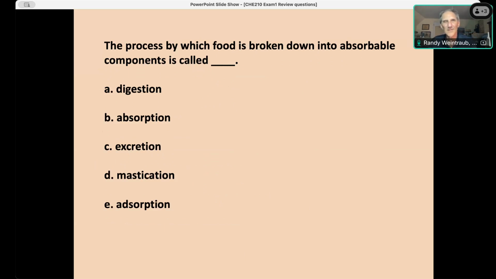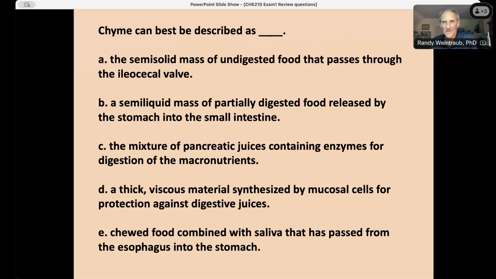Okay, process by which food is broken down and absorbed. That's digestion. Okay, chyme. We mentioned chyme. Chyme comes out of the stomach. What is it? It's partially digested. It's going into the small intestine. It is semi-solid, partially digested, and it's released from the stomach into the small intestine. So that's choice B.